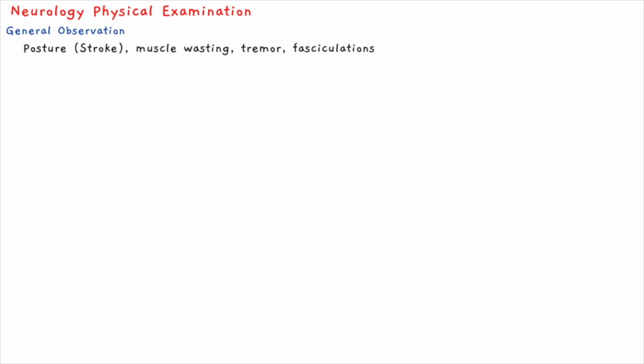As with all exams, the first step is general observation, so looking around the room as well as looking at the patient. You may look around the room to see if there's any walking aid, which would be suggestive of gait disturbances such as from a stroke or a cerebellar lesion. You can also observe the patient for their posture. Are they leaning more to one side? Could they then have hemiplegia on that side or weakness from a stroke?